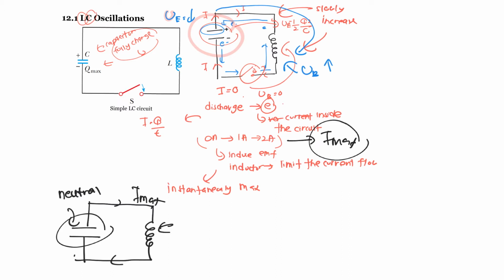What happens to the inductor at that particular time? Is there any induced EMF? Yes, the induced EMF is going to be 0, because at I maximum the current is already constant. So what happens if your current is constant? There will be no induced EMF.